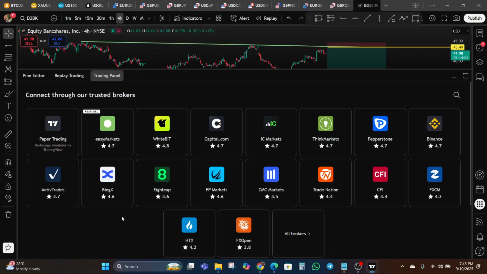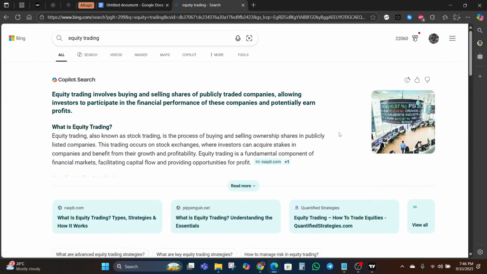Fourthly, you have to learn how to use the different order types effectively. Fifth, you study both fundamental and technical analysis. And finally, apply strong risk management to every trade that you make. By following these steps, equity trading becomes less overwhelming and far more structured for beginners.